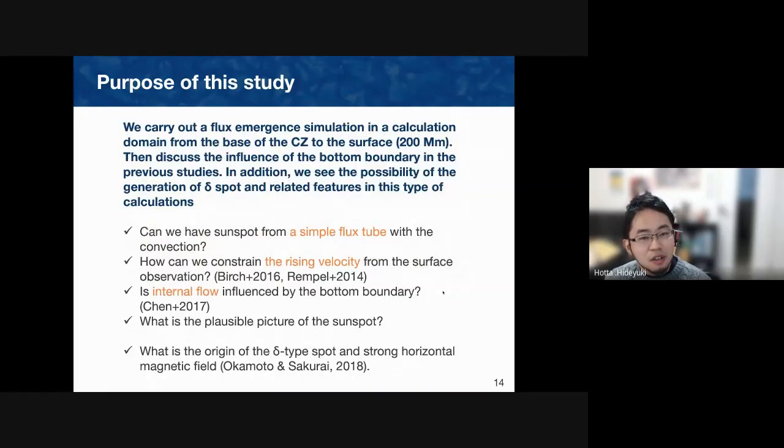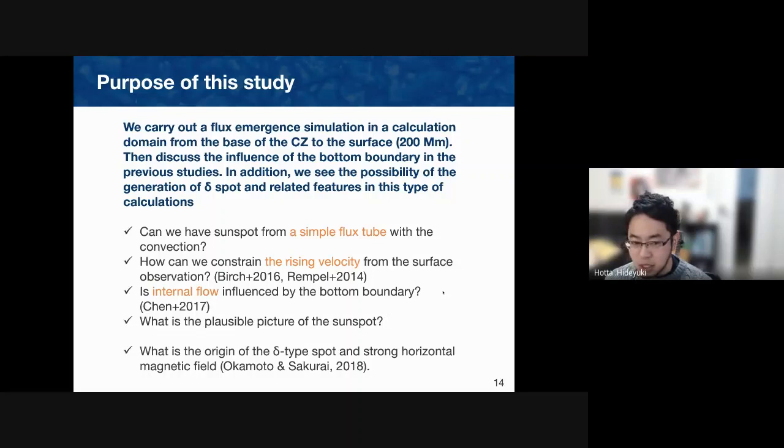We carry out flux emergence simulations in a calculation domain from the base of the convection zone to the surface. This covers 200 megameters. We then discuss the inference of the bottom boundary in the previous studies. Please note that in this study, we don't want to cover the whole life of the flux emergence and the formation of sunspots. We just want to investigate the bottom boundary inference in the previous studies. The whole life will be the next topic, maybe using the FUGAC.